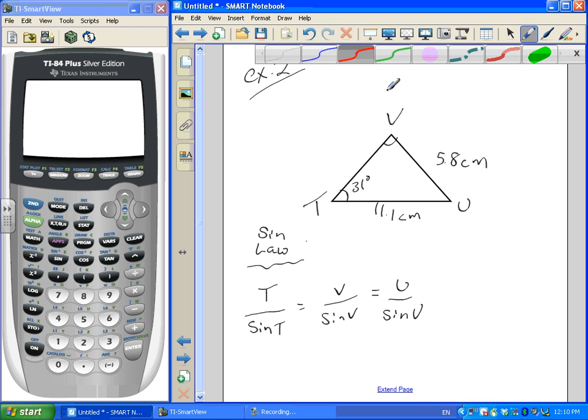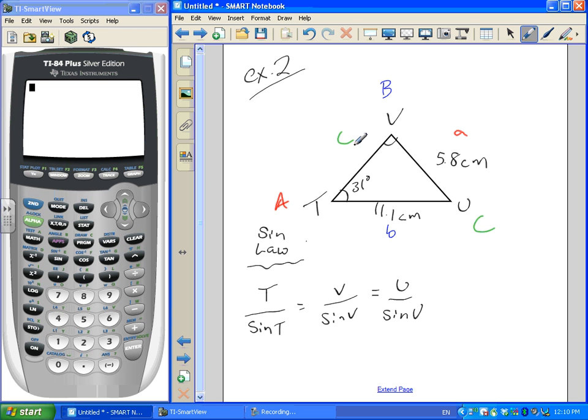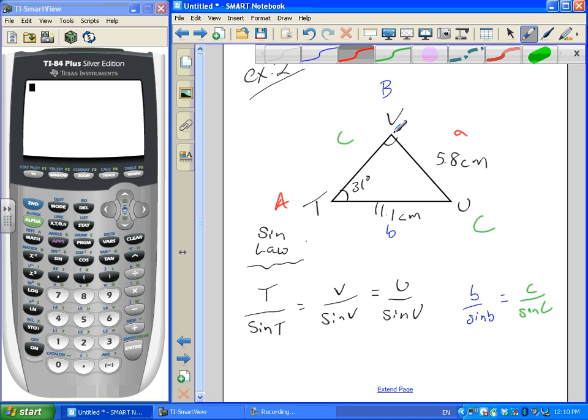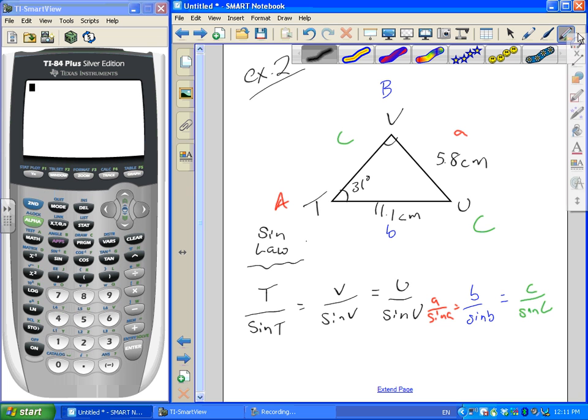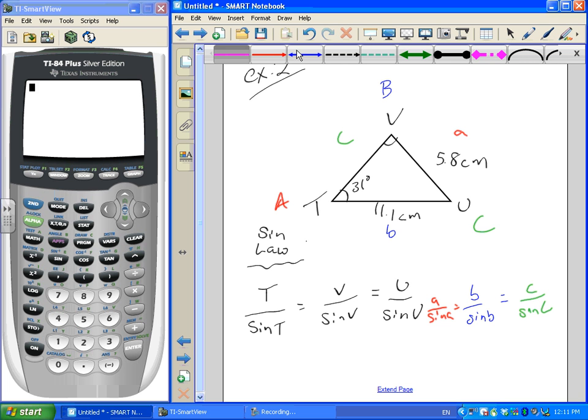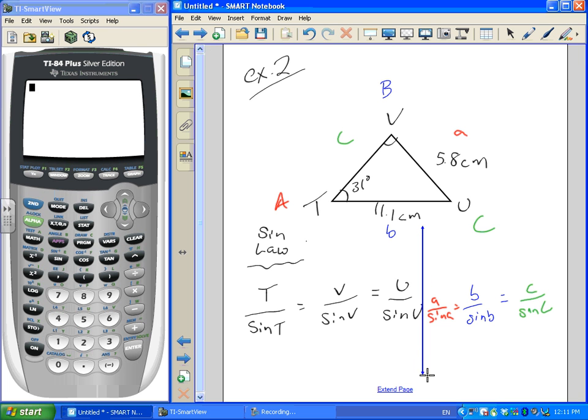Or I can rename the triangle if we like. I'll call this A, maybe call that B, and call that C, and this side C. And in which case, again, we have our C over sine C, B over sine B. I hope this is going to fit. And A over sine A. And we're just going to separate those two.